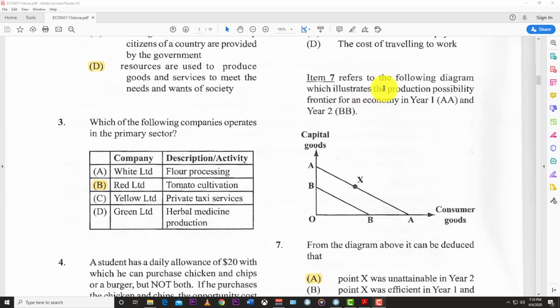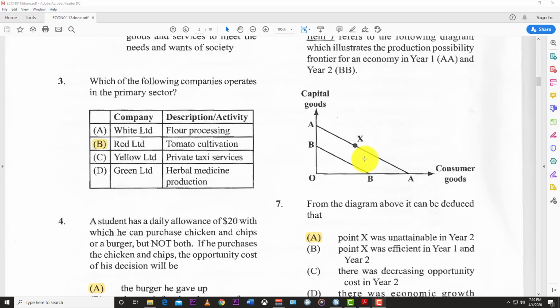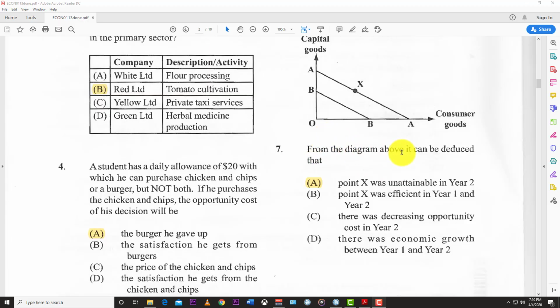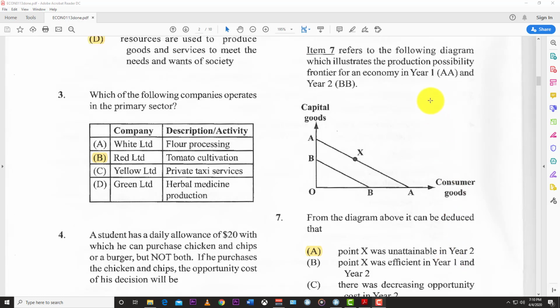Number 7 refers to the following diagram, which illustrates the production possibility frontier for an economy in year 1, AA, and year 2, BB. And so the question asks, from the diagram above, it can be deduced that, and the answer is A, point X was unattainable in year 1. In year 2, sorry, remember year 2 is depicted using BB. So this is actually year 2, this is year 1, and so if you contract to BB, then that would mean that X is unattainable in year 2. Remember, year 2 is the B.